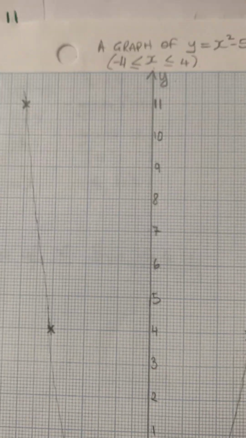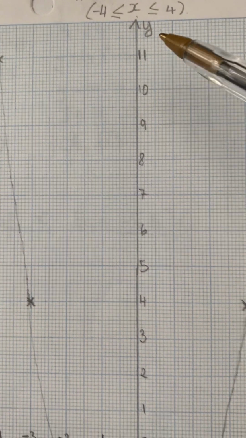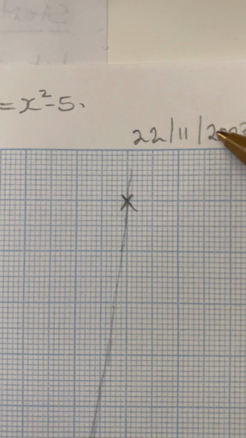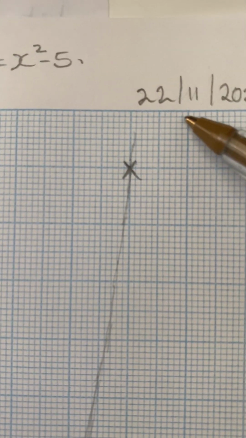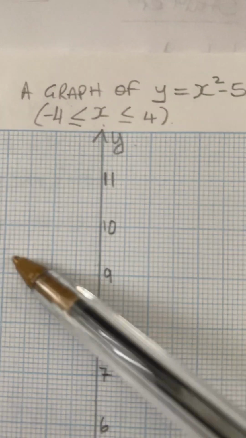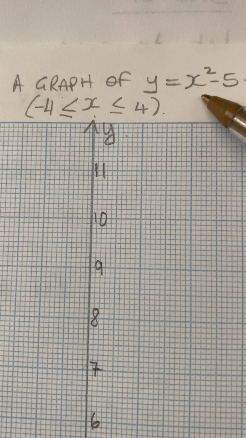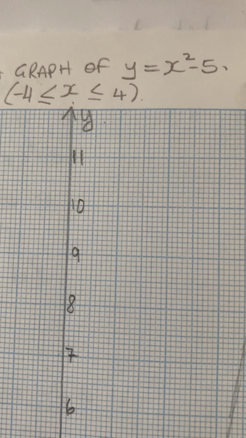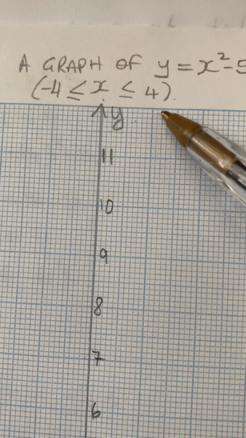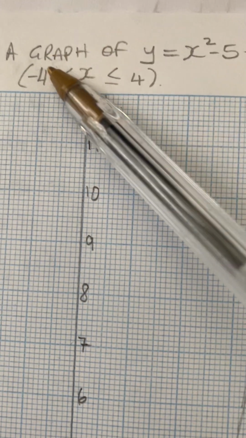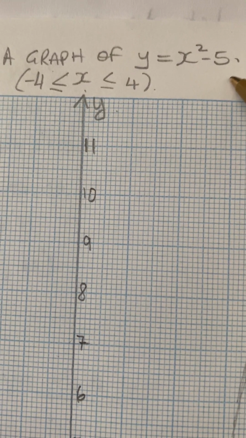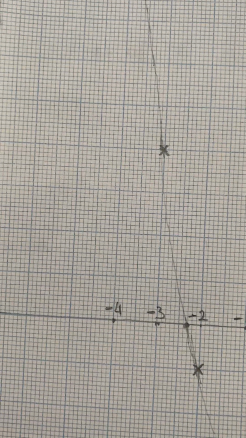Now let's look at the graph. This is my y-axis. This is my x-axis. I just put in the date for my reference. On the exam paper, you wouldn't have to do that. I wrote a graph of y equals x squared minus 5, where x is between -4 and 4. You can just write a graph of y equals x squared minus 5.